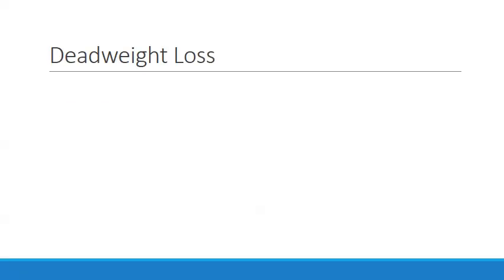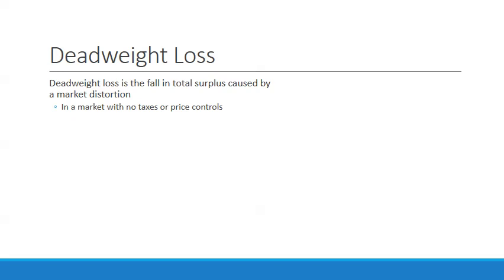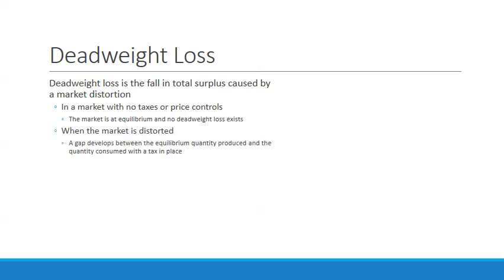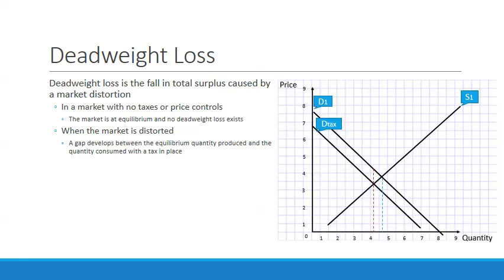Okay, so let's look at deadweight loss. Deadweight loss is a fall in the total surplus caused by a market distortion, something like, of course, a tax. In a market with no taxes or no price controls, the market is at equilibrium. There's no deadweight loss existing. But when the market is distorted, a gap develops between the equilibrium quantity produced and the quantity consumed with the tax in place. When we're looking at this graph that we did earlier, you can notice we've got the two red lines drawn down, and that's to represent the original equilibrium quantity, which was about 4.7, and the new, which is about 4.2.